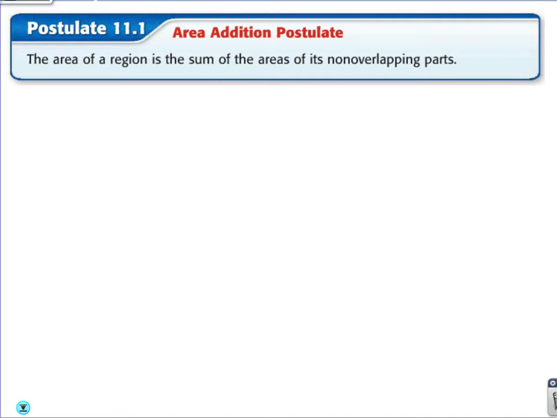The area addition postulate. We're going to go over this, and then I'll show you in just a second why. The area addition postulate says the area of a region is the sum of the area of its non-overlapping parts. Meaning, if you had to find the area of this house-looking shape, think about what area is. How many squares would it take to cover this?